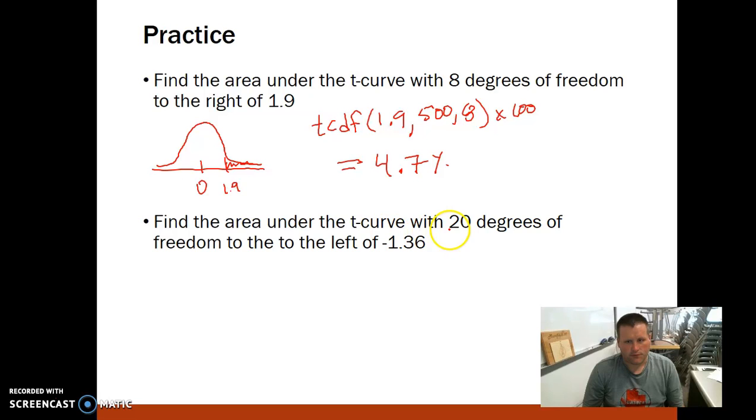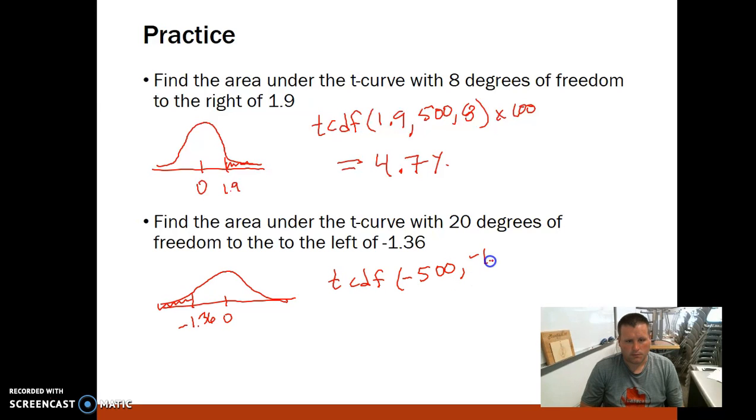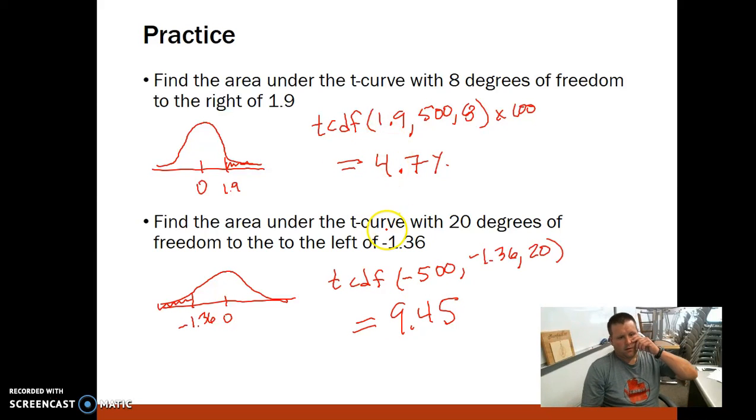This next one, we have 20 degrees of freedom, and we're on the left of negative 1.36. So again, 0. We're down here at negative 1.36. We want to go to the left, so we'd go TCDF. Our favorite lower bound, which would be like negative 500, to our upper bound, which is negative 1.36. And then the degrees of freedom, which are 20, and we get 9.45. And that gives us that value right there.